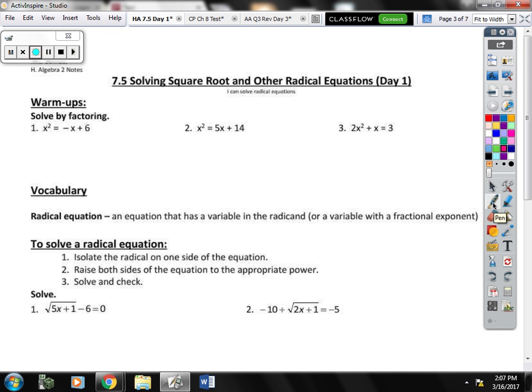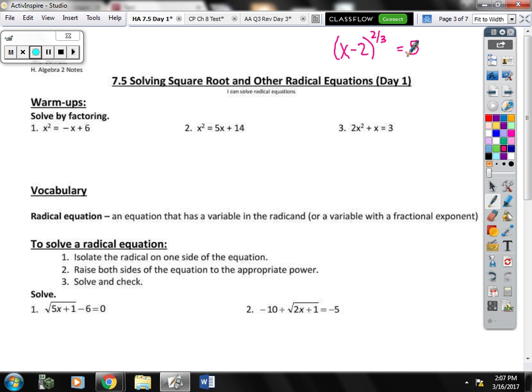So other radical equations, we're going to see square root, like we see down here. And then we're also going to see ones that have rational exponents. So maybe x minus 2 to the 2/3 power equals 5. Alright, we're going to be solving for x.